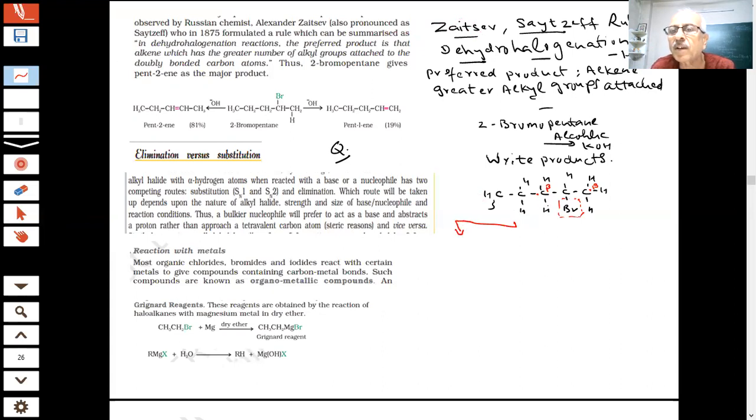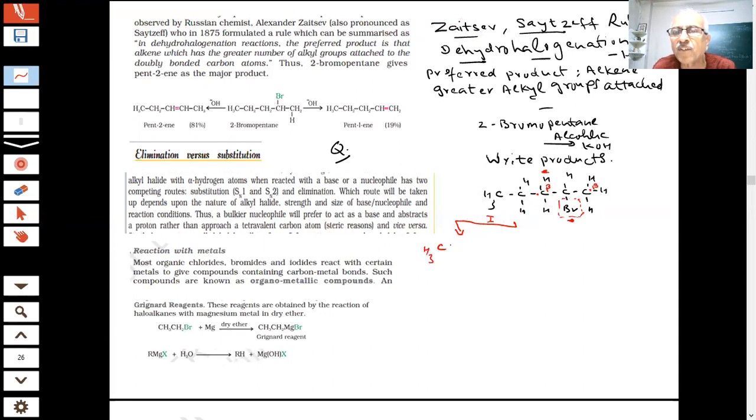First, let me say that this hydrogen and this Br go. These ones, okay? This is my beta hydrogen. What will be the product? Number one, if this hydrogen and this Br leave, what is the product, students?